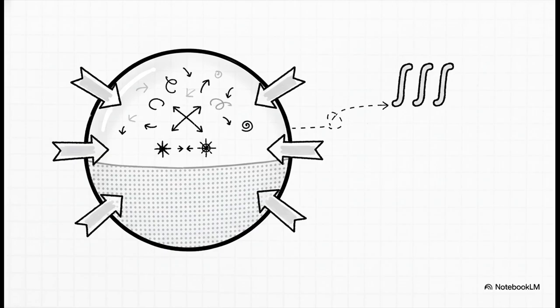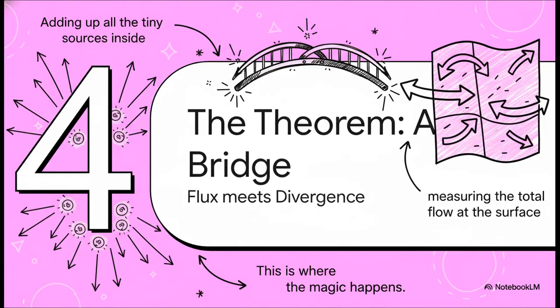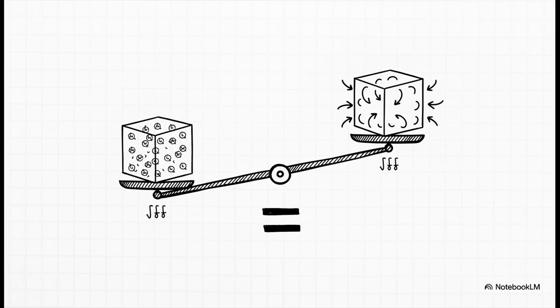And the mathematical tool for measuring something across a whole surface like this, well, that's called a surface integral. So we have these two completely different ideas, adding up all the tiny sources inside versus measuring the total flow right at the surface. How could they possibly be related? Well, this is where the magic happens. The theorem is this profound yet simple statement that these two methods aren't just related, they are identical.